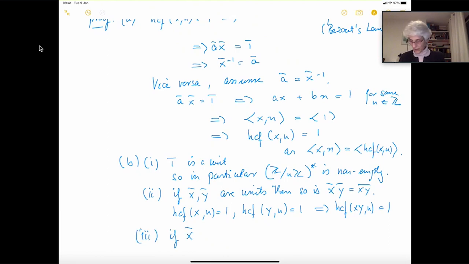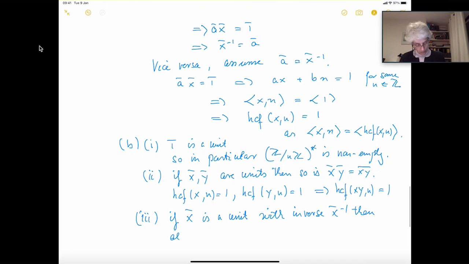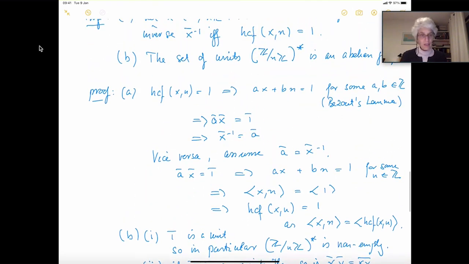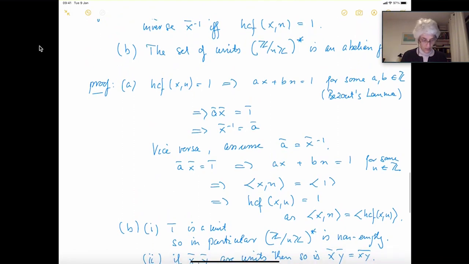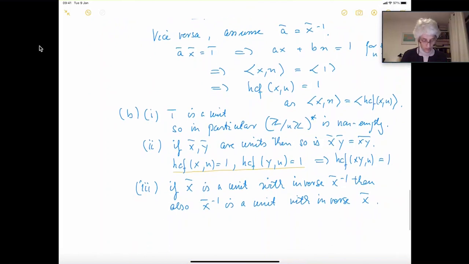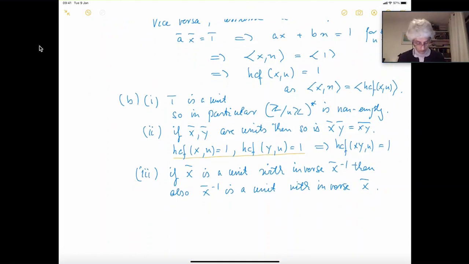Well, if X bar is a unit with inverse X bar minus 1, then also X bar minus 1 is a unit with inverse, of course, given by X bar. So indeed, these units in Z mod N Z form a group. Why is it abelian? Of course, we have already seen that the multiplication is commutative.